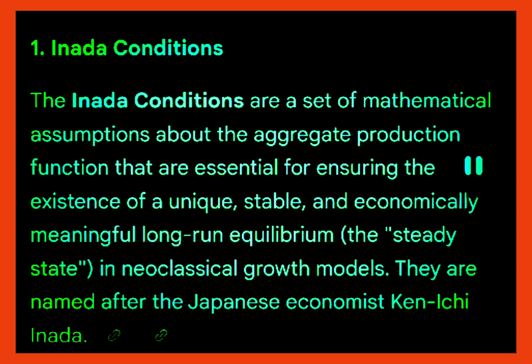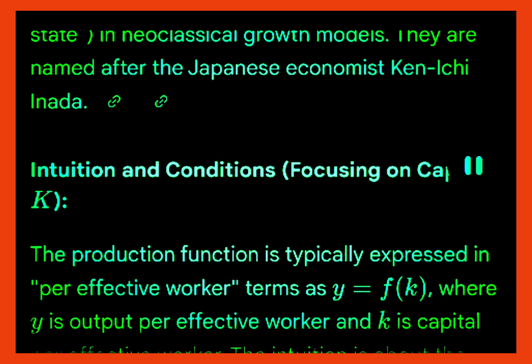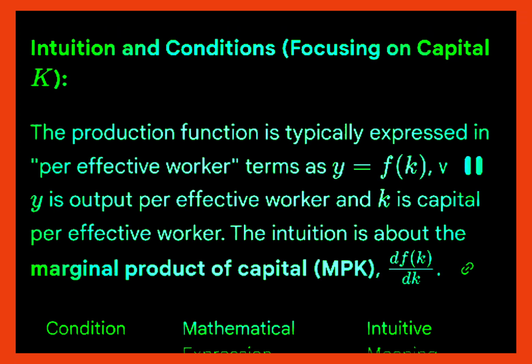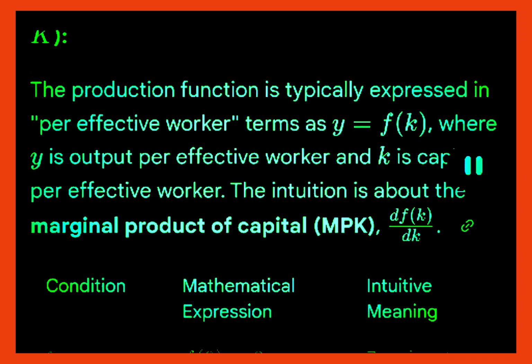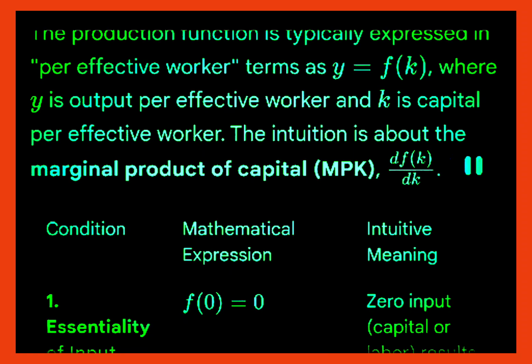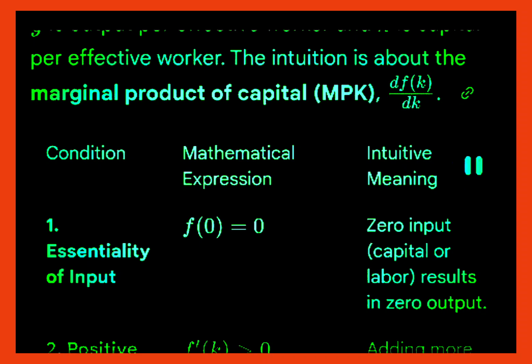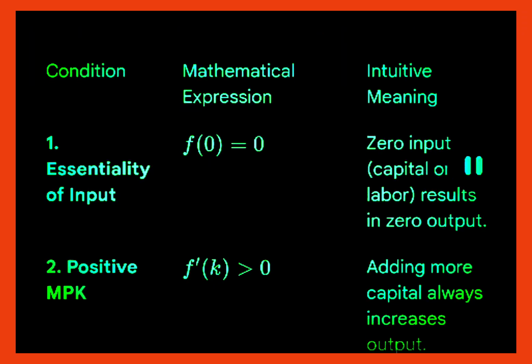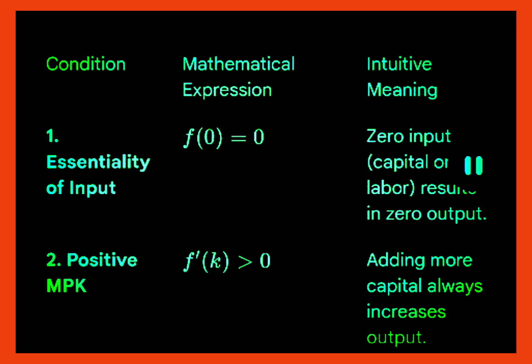Intuition and conditions, focusing on capital K. The production function is typically expressed in per effective worker terms as y = f(k), where y is output per effective worker and k is capital per effective worker. The intuition is about the marginal product of capital, MPK, f'(k) = df/dk. Condition, mathematical expression, intuitive meaning. 2. Essentiality of inputs: f(0) = 0. Zero input, capital or labor, results in zero output.